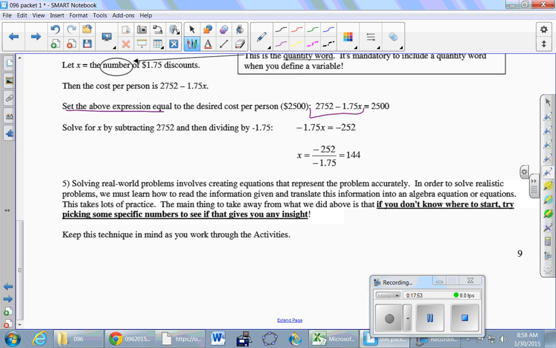And you're going to keep this technique in mind as you start the activities on the next page. So if you get stuck, if everybody at your table is stuck, you raise a flag, I'm going to come over. And the first thing I'm going to say to you is, did you pick a number? So if you don't know how to start, pick a number. It's great if you can dive right in with the algebra and the x's, but if you're not sure, pick a number. I can just about guarantee you will have a way to get going if you have a number in front of you instead of this kind of generic x, okay?